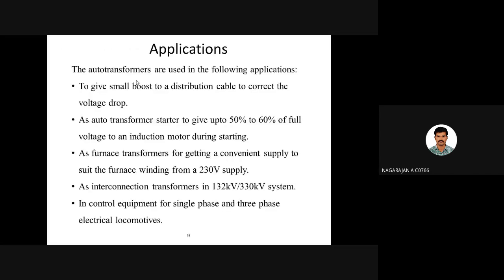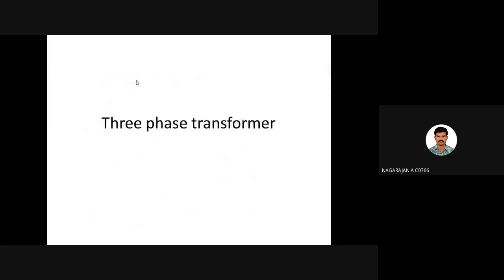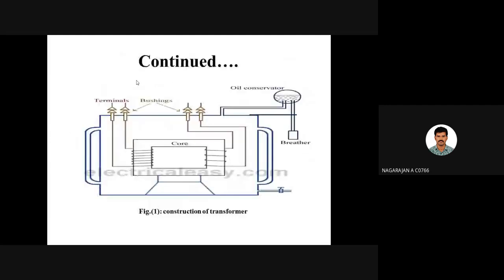It is used in starters. It is used in boosters in a distribution transformer, and wherever we require controlled voltage, we can use auto transformers. Okay, so the next one is the three-phase transformer. This is the diagram. This diagram is for a single-phase transformer, and for a three-phase transformer, you can redraw the circuit like this.